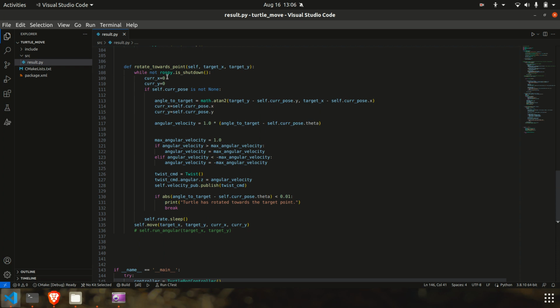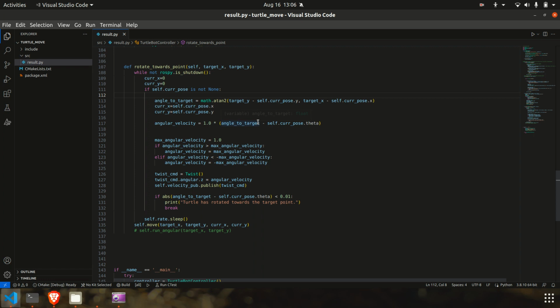So let us go to that function. So this is that function. What this function is actually doing is, we have subscribed to the pose of the turtlebot. So this is a while loop that is running continuously. So we are subscribing to the current pose, and in each iteration we are calculating this angle to target. This is the angle which we are calculating with the help of inverse of tangent using the math library of Python.